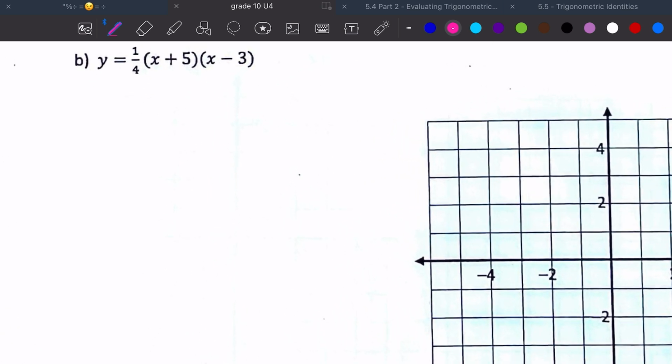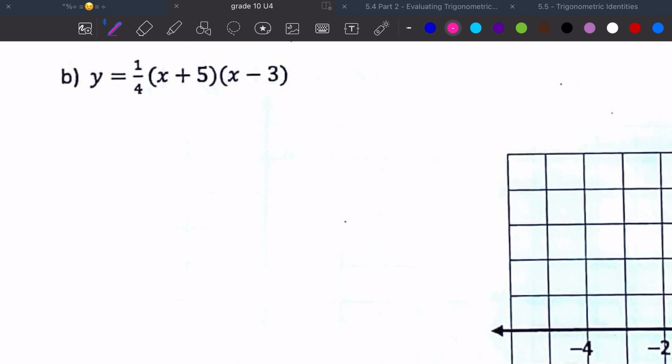Do we fear the fraction? Right? The fraction just means it's a compression, right? So it's going to be wider opening, right? So same thing. We can maybe start this together. This is going to be what for my x-intercepts? X equals -5. Thank you, Kara. And x equals +3.